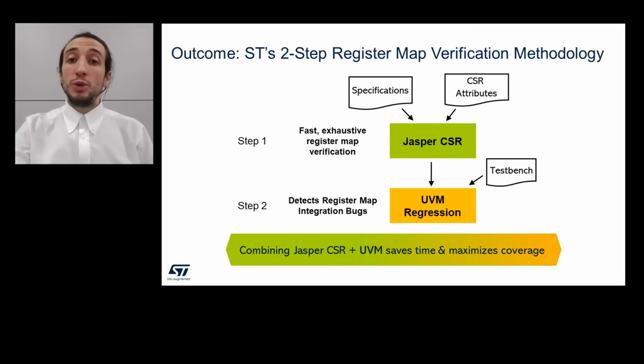When we used this new two-step register map verification methodology in our latest design, we actually found all the bugs related to the register maps with Jasper CSR. So when we built the UVM environment and ran our regressions, the only additional bugs we found were related to the serial protocol. Everything else was already done by Jasper, and this saved a lot of effort.